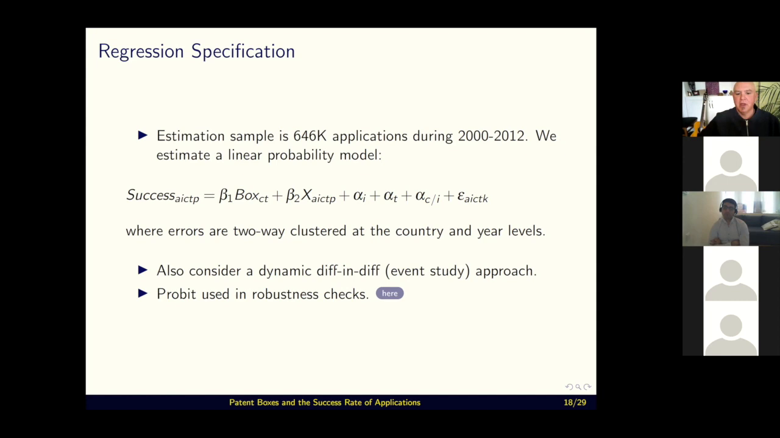We're also going to use the dynamic diff and diff approach. You'll see that as we get there. And we also did probit, and it's nice and robust to probit, but linear probability is really easy to interpret. So this is our baseline results.